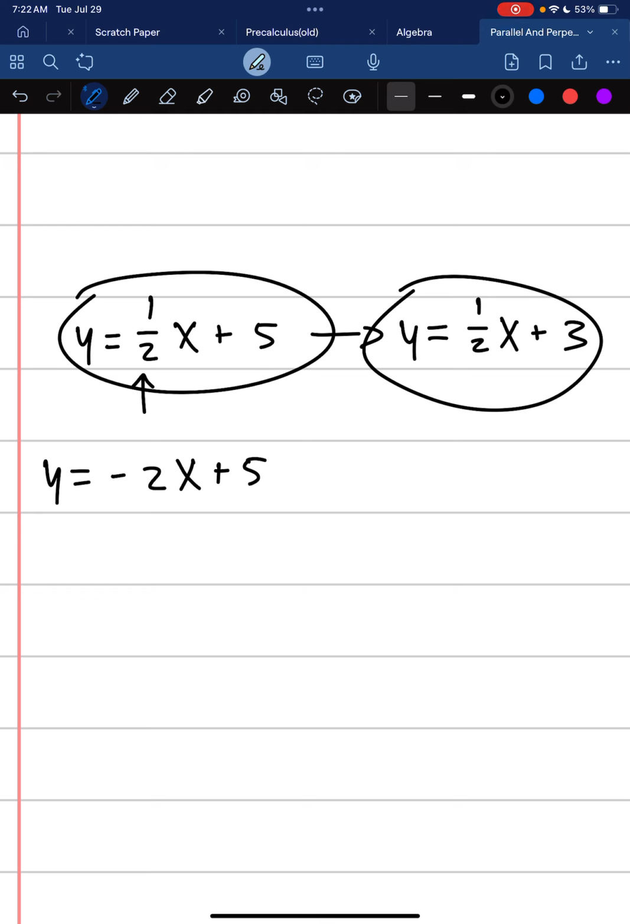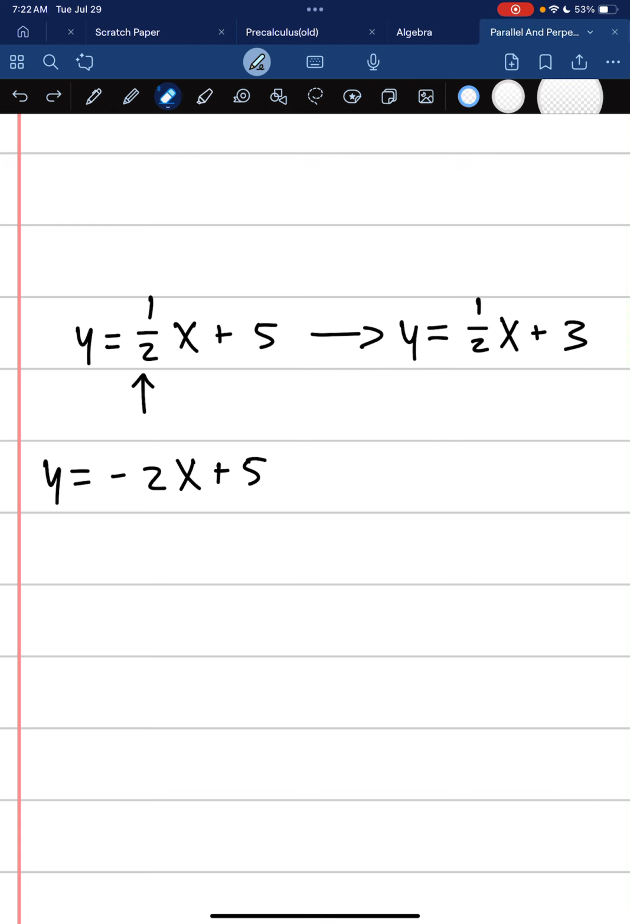And there's multiple answers. You could have 1/2 x plus 3, 1/2 x plus 2, or anything except for having the same slope.